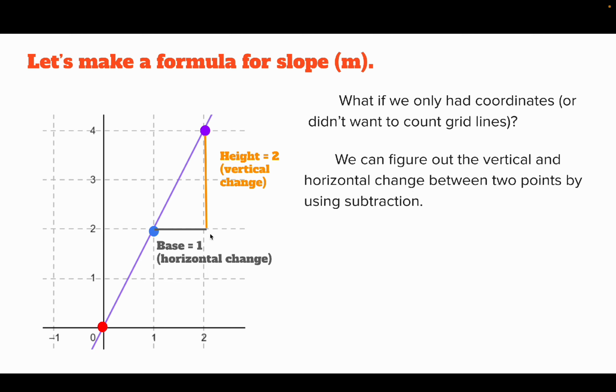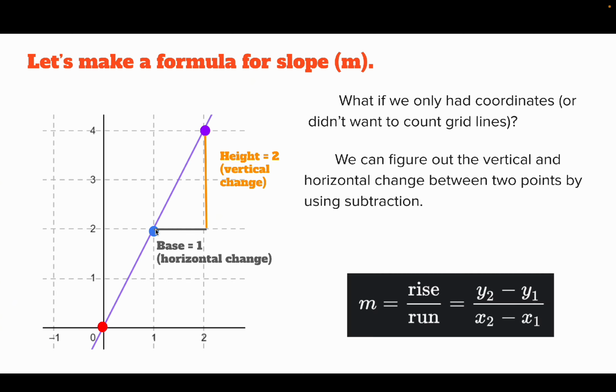So I look at the height of this triangle and I see I go from 2 to 4. How do I find the difference between 2 and 4? Well, I would subtract, do 4 minus 2, and then I could see that my height value is 2. Same thing for the base. I look at the base and I see that I go from 1 to 2. The difference between 1 and 2 is 2 minus 1, and we can see that the base is 1. So, in other words, to find the height, we subtract y coordinates, and to find the base, we subtract x coordinates. So here is the formula.